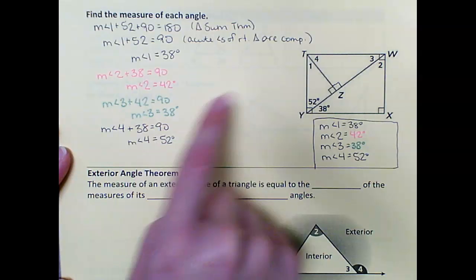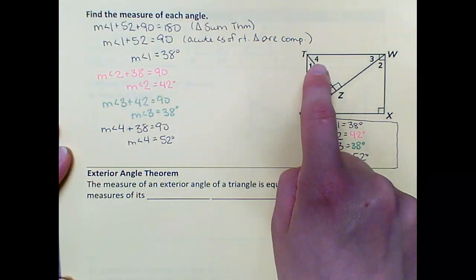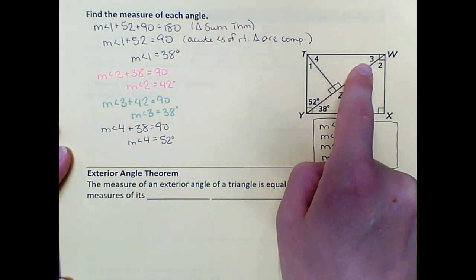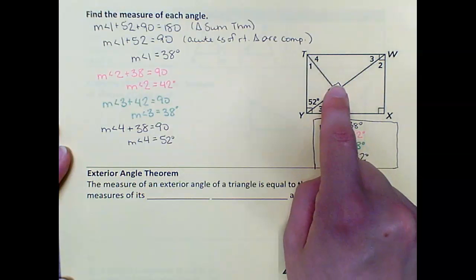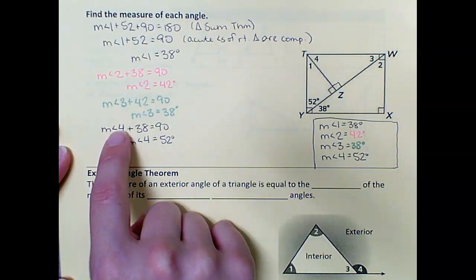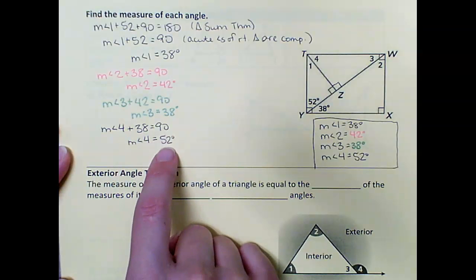And then finally here in triangle TZW, you have angle 4 and angle 3's measures. If you add them together, they should equal 90 degrees since they're the acute angles of a right triangle. So the measure of angle 4 plus the measure of angle 3, which was 38 degrees, should equal 90, and you get the missing measurement of angle 4.